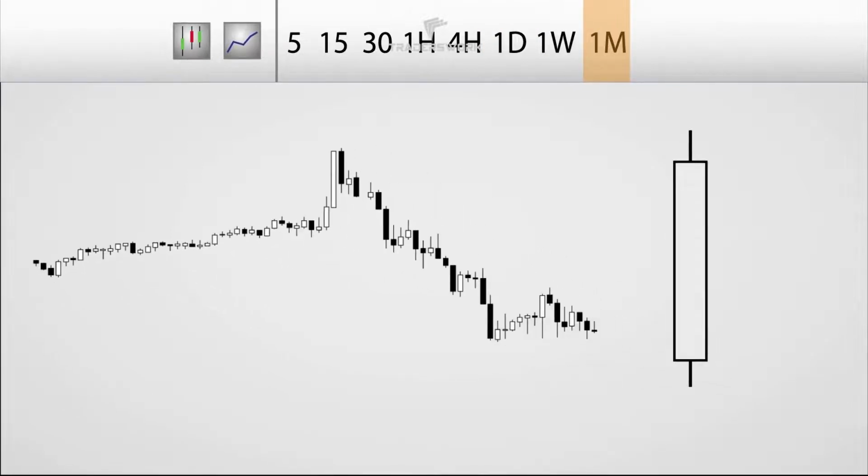Each candlestick chart, regardless of which time frame you are looking at, will show you four things: the high of your chosen time period, the low of your chosen time period, and the opening and closing price of the instrument during that time period.